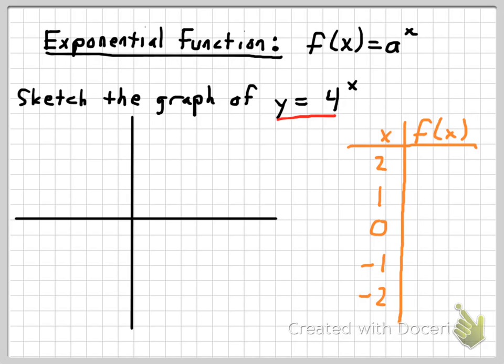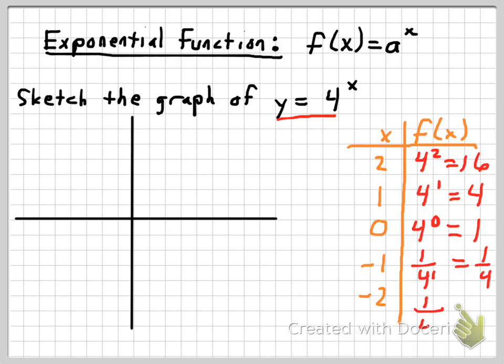Alright, well, let's start with the positive values because these are the ones you know the best. If I plug in 2 for x, that's going to give me 4 squared, which is going to be 16. If I plug in 1, that's going to give me 4 to the first power, which is 4. If I plug in 0, well, you know that 4 to the 0 power is equal to 1. And then recall with negative exponents that you flip the base whenever you are evaluating a negative exponent. So 4 to the negative first power is 1 over 4 to the positive first power, which is 1/4. And 4 to the negative second power would be the same as 1 over 4 squared, which is equal to 1/16.